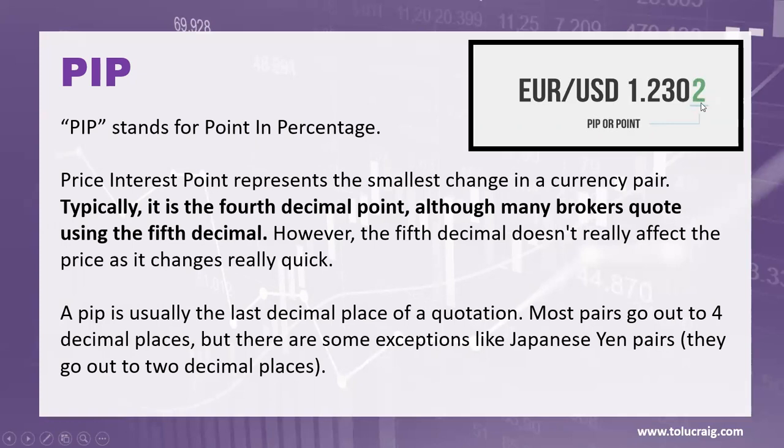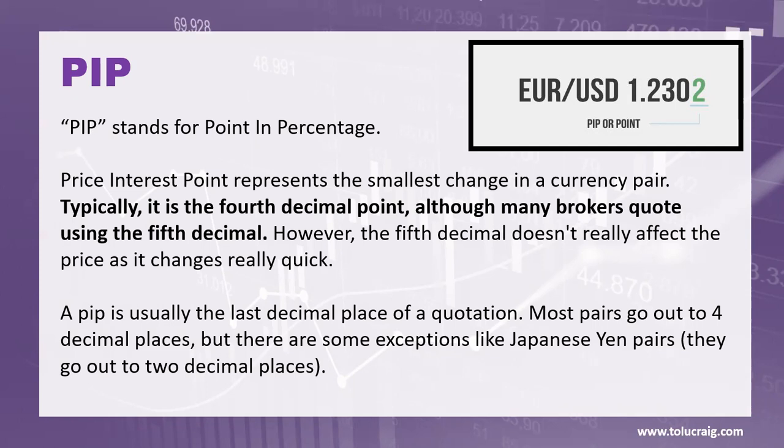How many of it are actually counted? So like in the example that we have here, we have 1.2302. If this changes in value to, let's say, 1.2305, it means that there's a change in PIP value of 3. So what we consider for the PIP value is the 4th decimal place. Please take note of that.